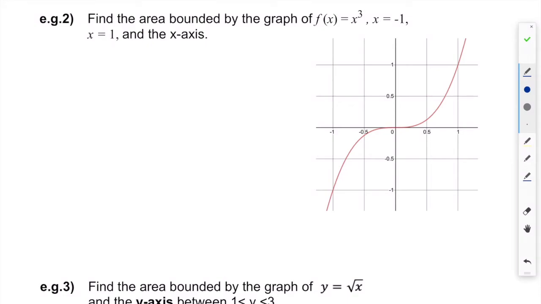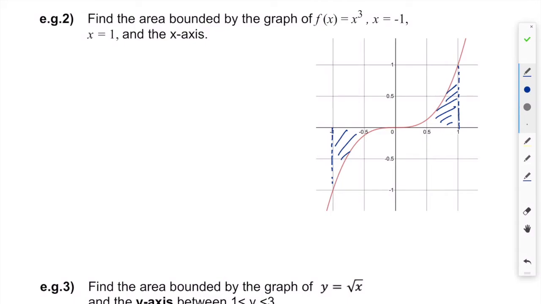Question 2. Find the area bounded by the graph of f of x equals x cubed, x equals negative 1, x equals 1, and the x-axis. So the starting point is here, negative 1, positive 1, and anywhere between the red curve and the x-axis.